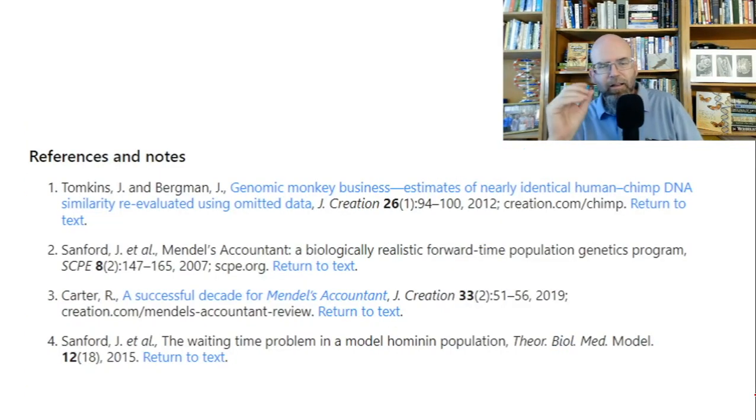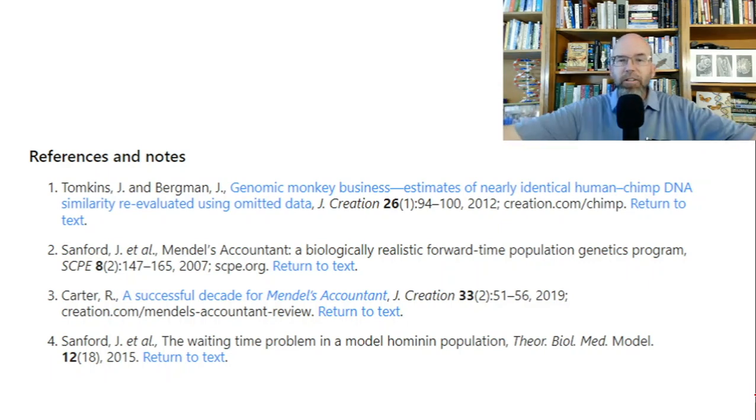All right. Now, Batten's article has just four references. And three of them are important ones. The first one's the Sanford one. That's Mendel's accountant. That's the initial, I guess I'll call it, publication of the software. The introduction to the scientific community of, here's this software package that we have developed. We're going to describe the software package for you, and we're going to make it available for anybody to use. So anybody can use Mendel's accountant.